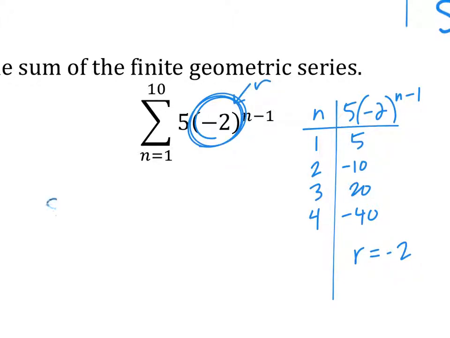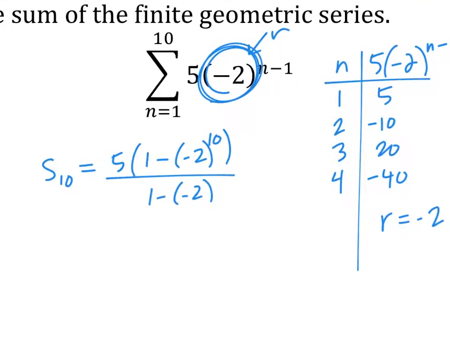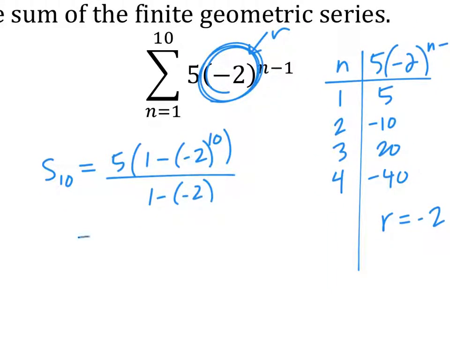Okay, so this is a sum of 10 numbers, 1 to 10. There are 10 numbers. First number is 5 times 1 minus (-2) to the n, which is 10. Please make sure you put -2 in parentheses. And then 1 minus -2. So this is how you write it out. Please be careful. Okay, so (-2) to the 10 is, I think, 1024.